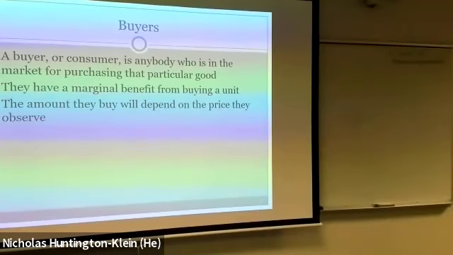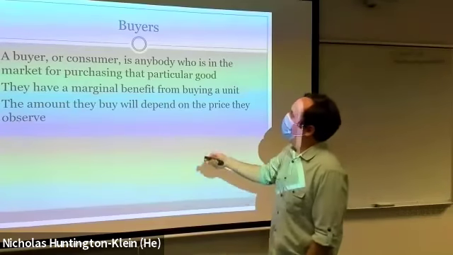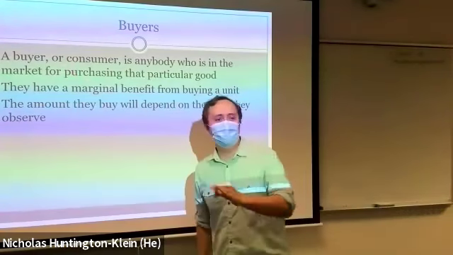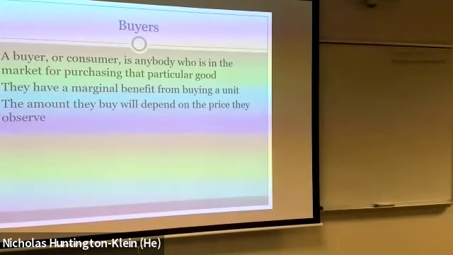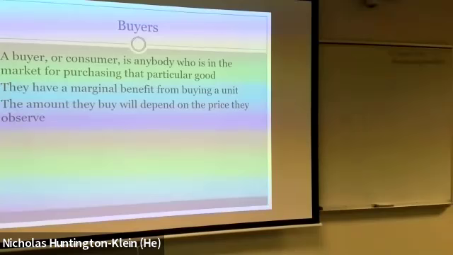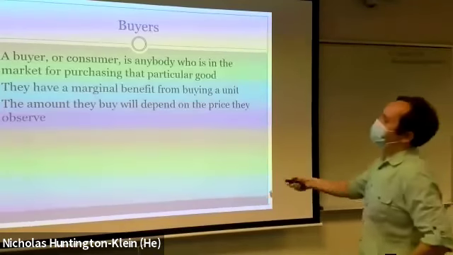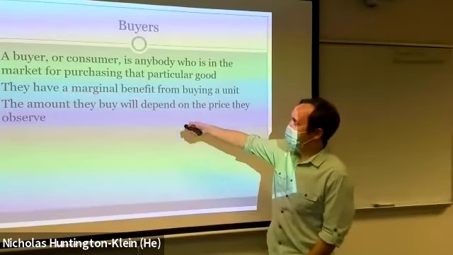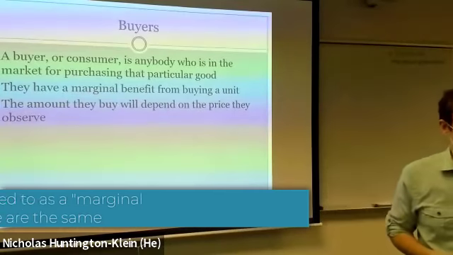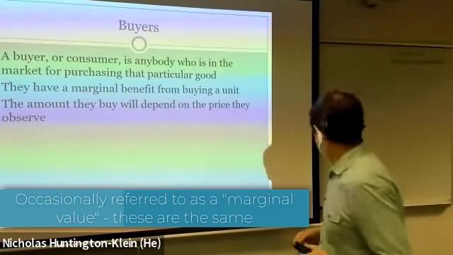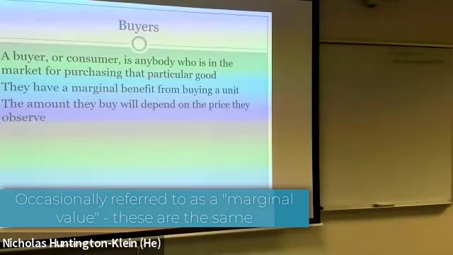So let's talk about the buyers first on the consumer side, or on the demand side, however you want to call it. So a buyer or consumer is anybody who is in the market for purchasing a good. Okay? They would think about it. They would buy the thing if the situation was right. They have what is called a marginal benefit from buying the unit. This goes back to what we did last week. We're going to put all those pieces together.